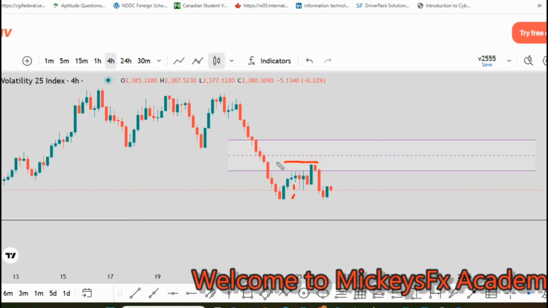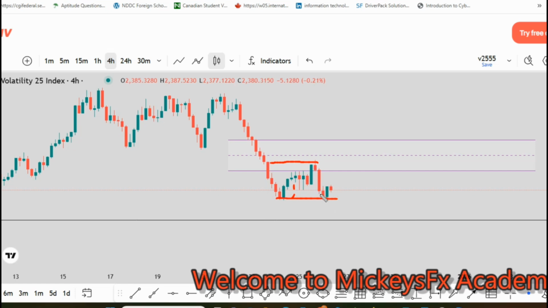But look at the pullback. The pullback we saw is just 1, 2, 3, 4, 5, 6. To get to this level, 1, 2, 3, 4. It took us almost 7 candles to get to this level. That's to tell you the continuation is imminent.